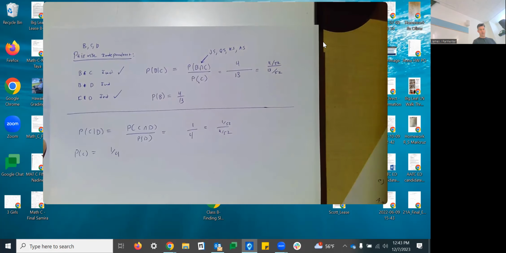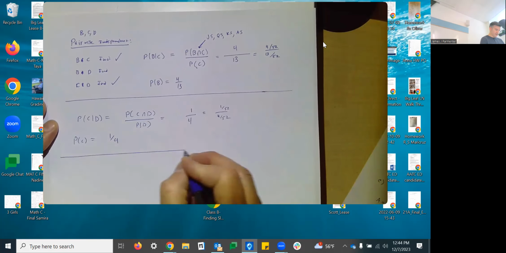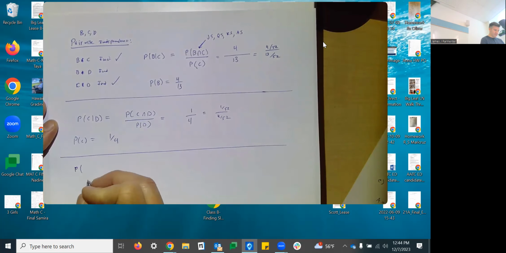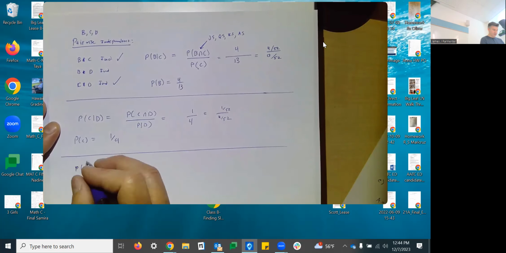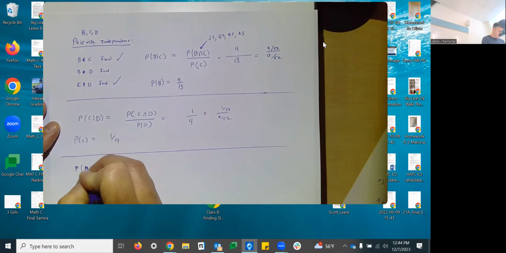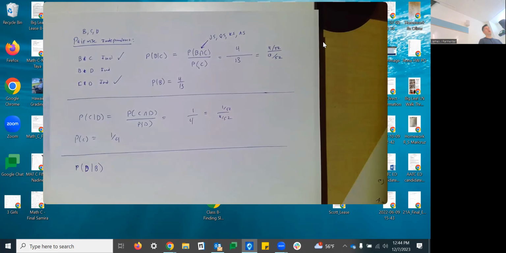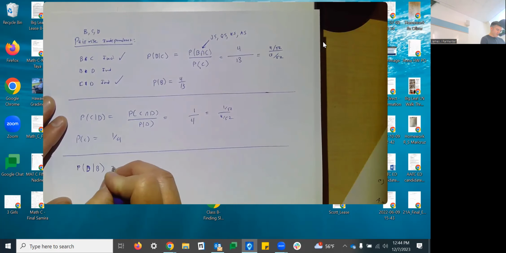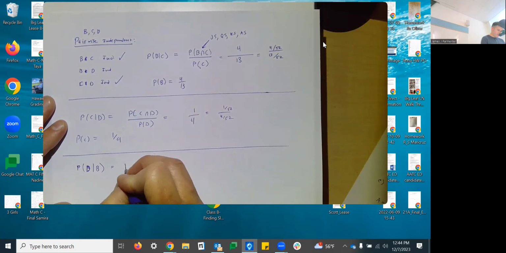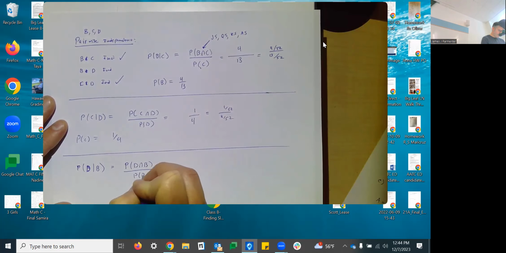All right, what about B and D? B and D I feel like are not going to be independent, but I don't actually know. So let's find the probability of D given B. B is that the rank is jack or higher, and D is being an ace. The probability of D given B is going to be the probability of D and B divided by the probability of B.